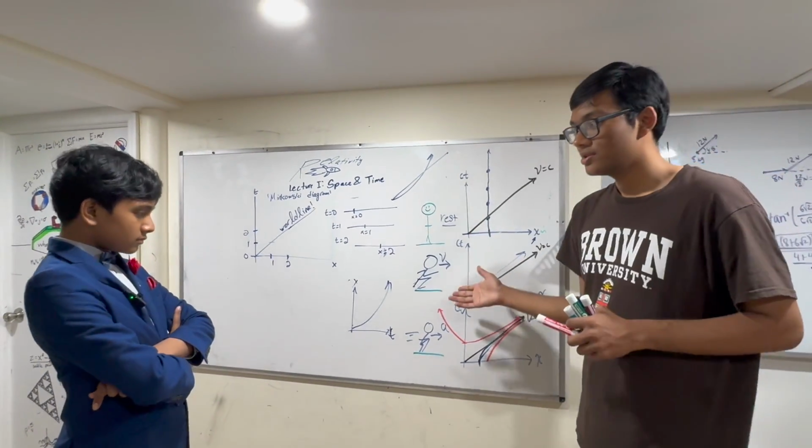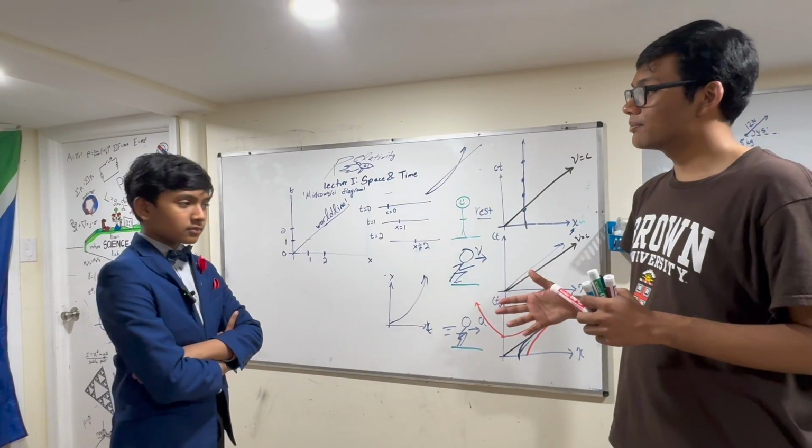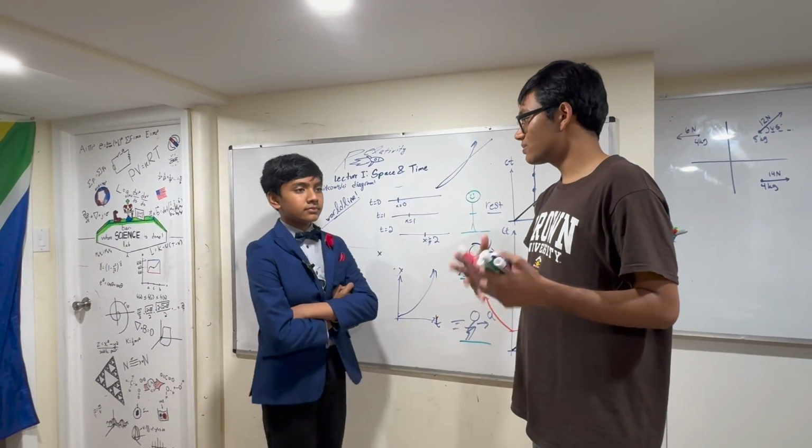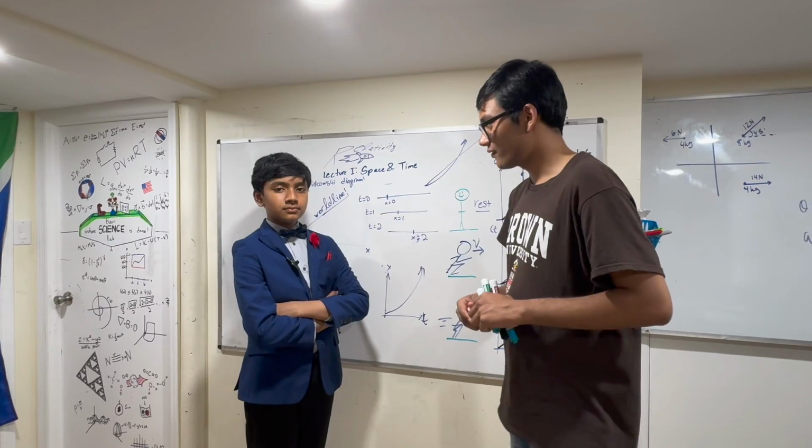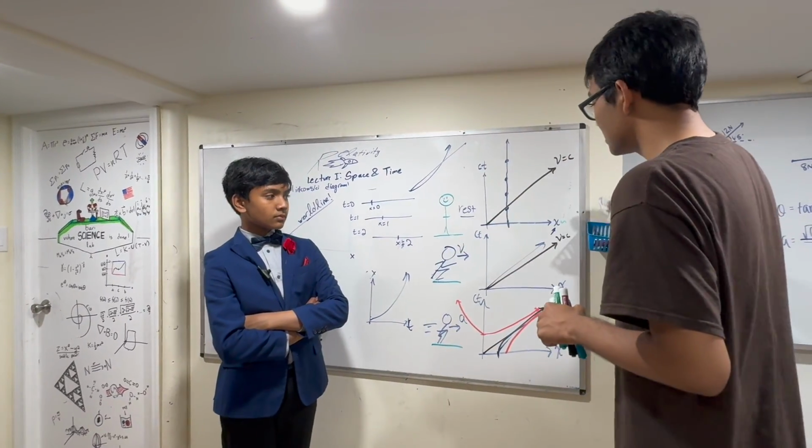So that's an introduction to space-time diagrams. Now we can compare Newton's picture of space and time with Einstein's picture of space and time. Okay, so let me erase the picture we have here.